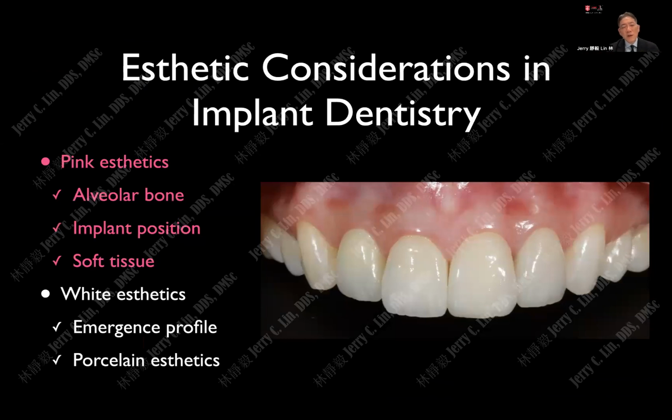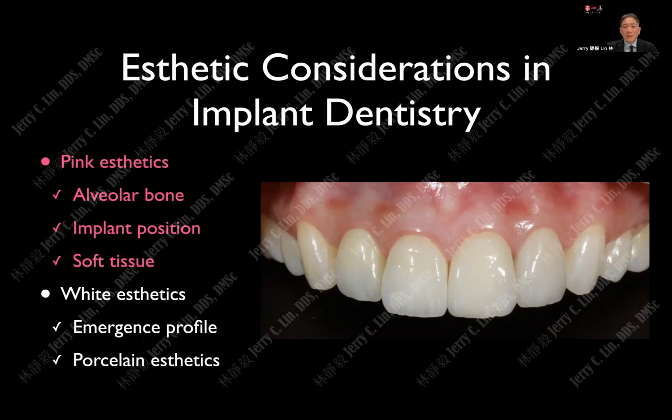So to begin with, I would like to talk about the aesthetic considerations in implant dentistry. Regarding the aesthetics in implant dentistry, as a periodontist, we're more focusing on the soft tissue. And of course, people divide aesthetics into pink aesthetics versus white aesthetics. So people always regard pink as the soft tissue only, but actually it's not.